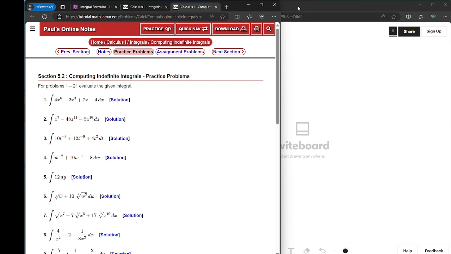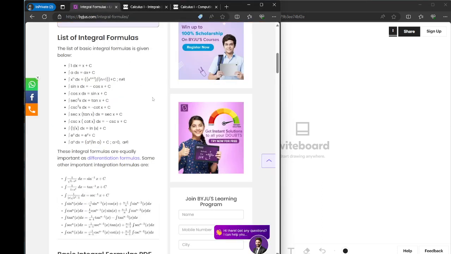So today again, we'll go back to the formulas or properties of integration. This one, the integral of dx is x plus c. Integral of a dx is ax plus c. Then the integral of x to the n dx is x to the power of n plus 1 over n plus 1 plus c, and n is not equal to negative 1.